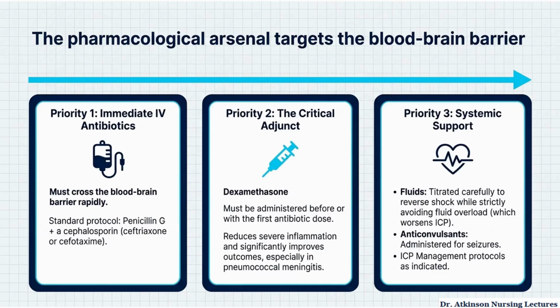Management of bacterial meningitis is a race against time. Priority 1 is immediate IV antibiotics that can rapidly cross the blood-brain barrier. Delays in treatment significantly increase mortality risk. Priority 2 is dexamethasone, which should be given before or with the first antibiotic dose to reduce inflammatory damage and neurologic complications. Then we move into systemic support, careful fluid resuscitation, seizure management, and ICP control, while continuously monitoring neurologic status.